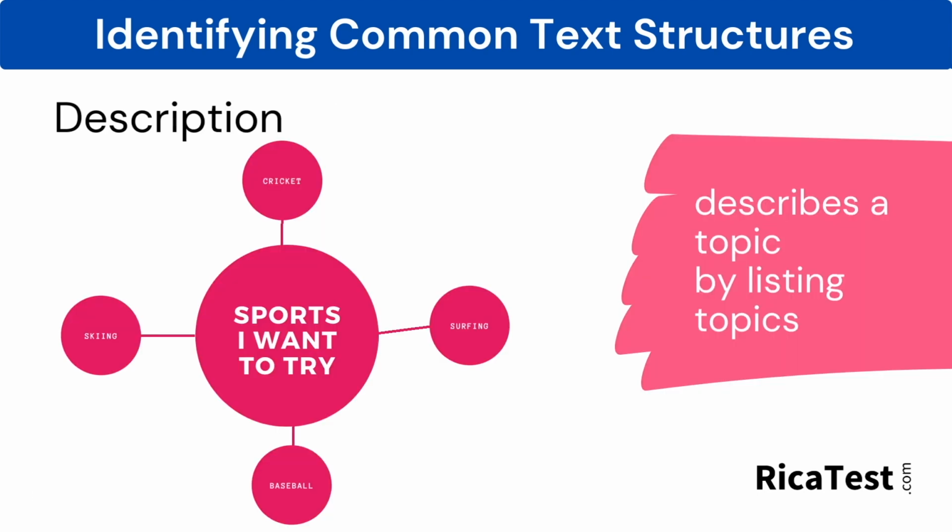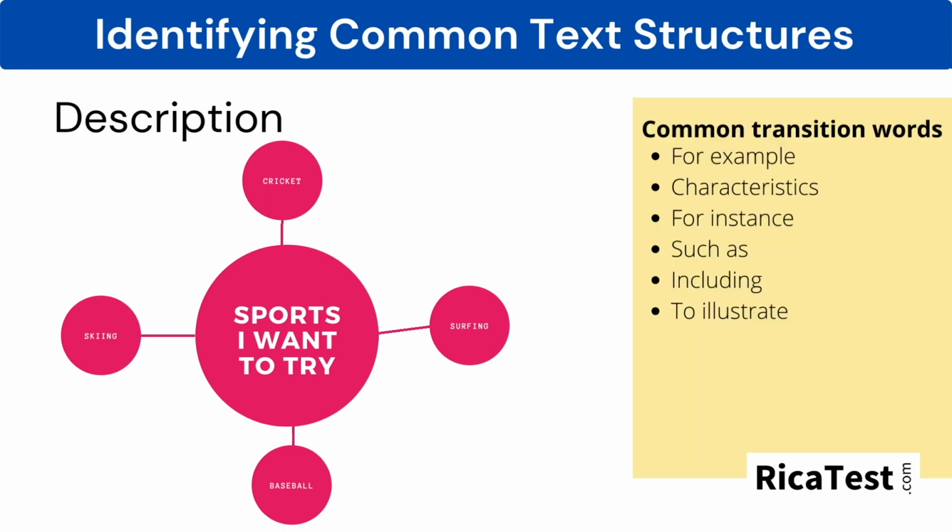The description structure describes a topic by listing characteristics, features, attributes, and examples. Common transition words for the description type of texts include for example, characteristics, for instance, such as, including, and to illustrate.